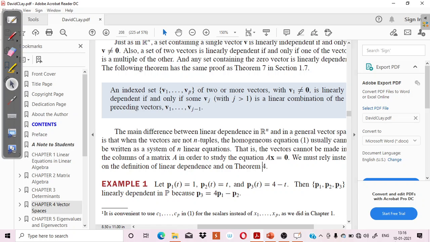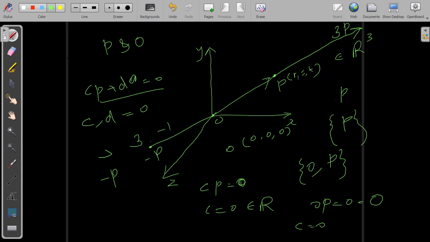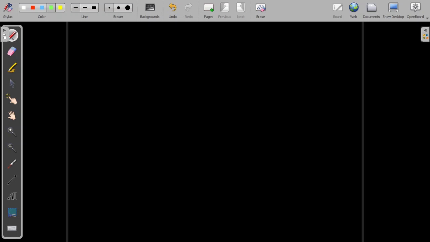Now, in order to prove whether some vectors in R1, R2, R3 or in general Rn are linearly independent or dependent, what you have to do is take these vectors and put them as the first column of a matrix A, then put the other vector as the second column, then third, then fourth, and so on.